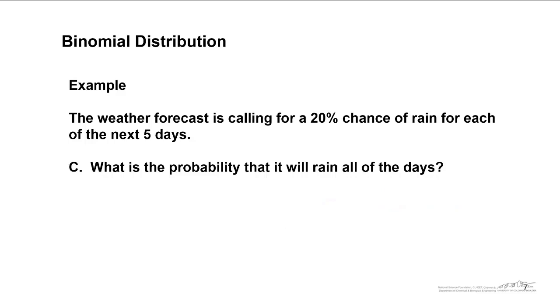Part C: what is the probability that it's going to rain all of the days? So that means x equals 5. We can put that in, f of 5. 5 choose 5, 0.2 to the 5th times 0.8 to the 0. Both of these are 1, by the way.